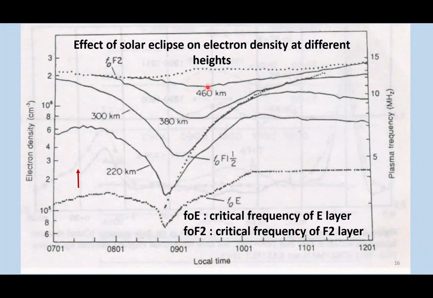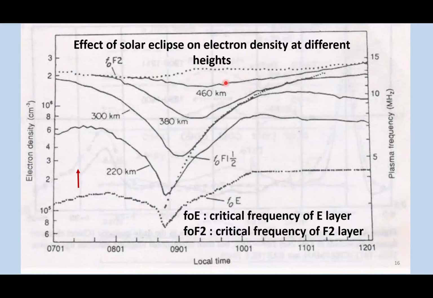Similarly, foF2 is shown by this dashed line, which also shows some effect. Here, the dashed line is the normal foF2, and this is the foF2 during the eclipse event. So a decrease in electron density in the ionosphere takes place because of the sharp cutoff of the solar radiation during the eclipse.